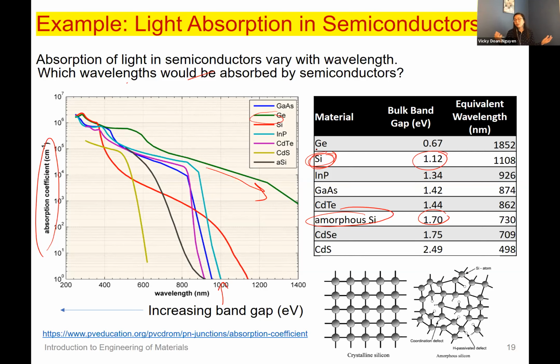Now, let's say you just take a bunch of silicon. You can make it polycrystalline or amorphous, and the processing to get amorphous silicon is much less costly, right? But if we look at the red here versus the black, so let's take a look at crystalline silicon and amorphous silicon.